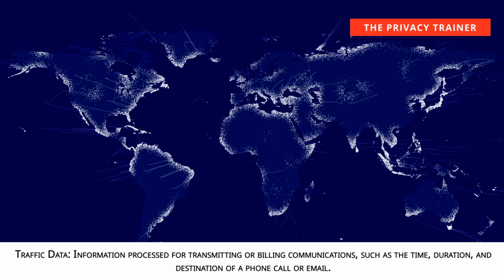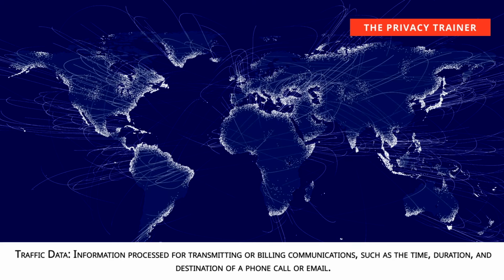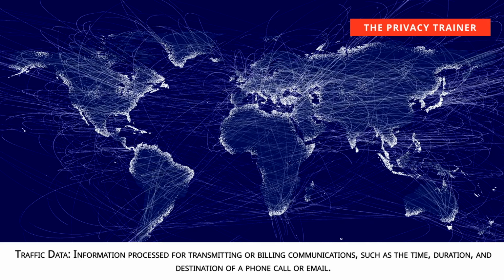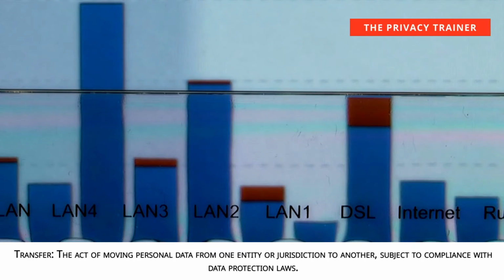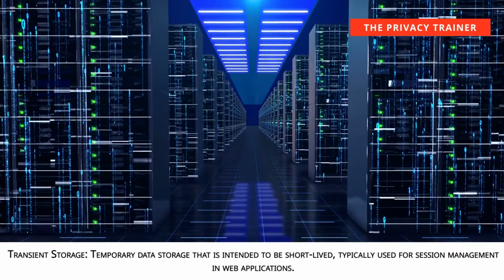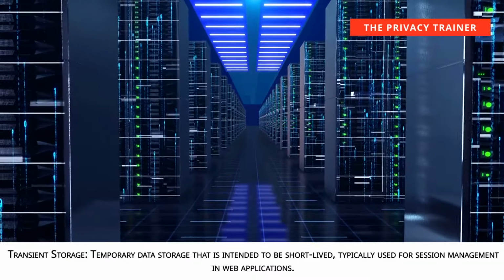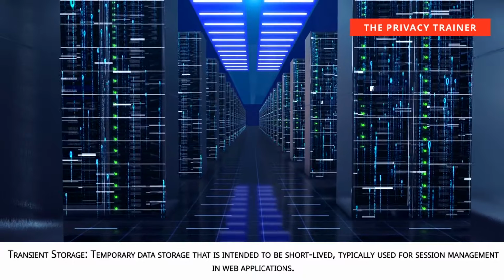Traffic data. Information processed for transmitting or billing communications, such as the time, duration, and destination of a phone call or email. Transfer. The act of moving personal data from one entity or jurisdiction to another, subject to compliance with data protection laws. Transient storage. Temporary data storage that is intended to be short-lived, typically used for session management in web applications.